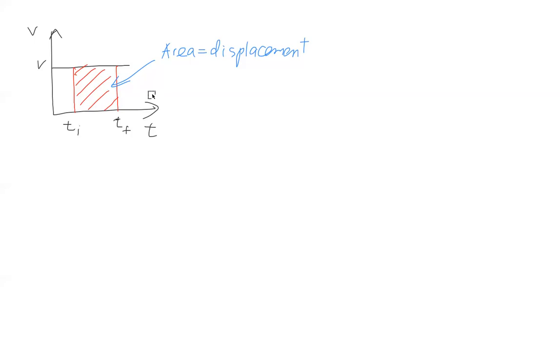So if I want to find the area, I'm going to draw the shape here. It's going to be base times height. So that means displacement is equal to V times (T final minus T initial). So why is it T final minus T initial? Because we take this interval of time, and from that we subtract this interval of time. Does that make sense? The difference between T final and T initial.